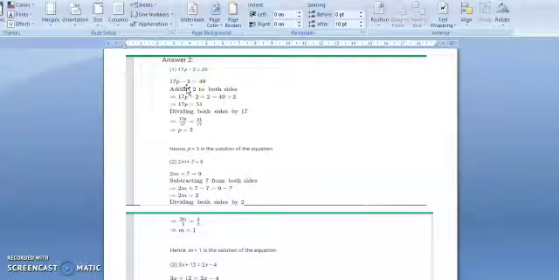We do the opposite operation. Here it is given subtraction, so the opposite operation of subtraction is addition. Add 2 to both sides, so that this 2 will get eliminated. So 17p minus 2 plus 2 equals 49 plus 2. This 2 will get eliminated and you will get only 17p on the left hand side, which equals 49 plus 2, that is 51.